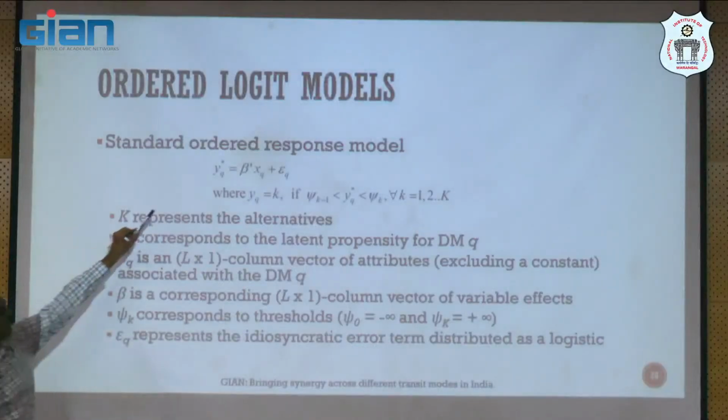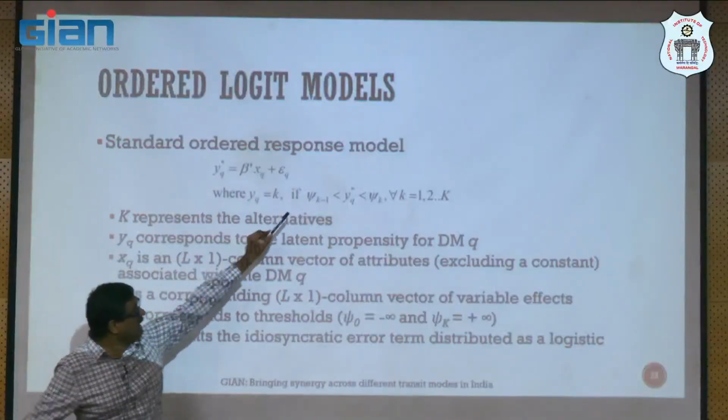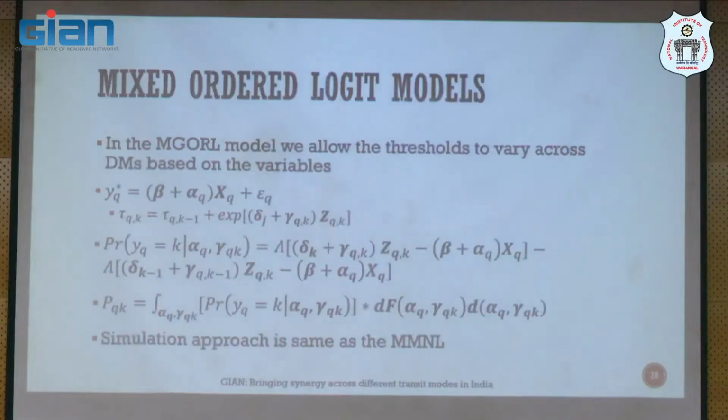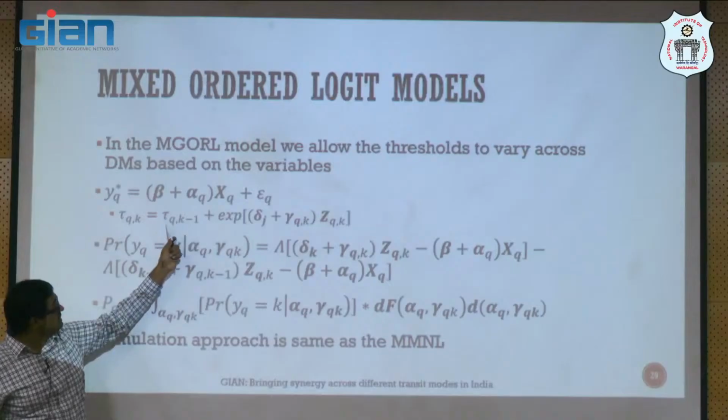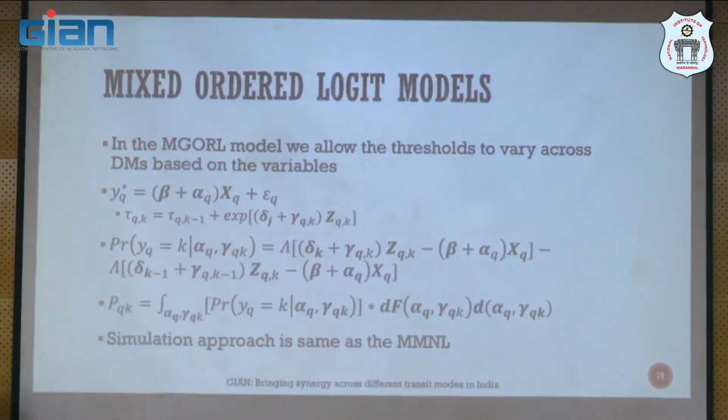This would be how the standard model would look. We talked about this. It's just beta x plus epsilon. Here I'm not using alpha, so I have an extra threshold instead of that. In these, the thresholds are constants across the population. But when we go to mixed generalized ordered logit models, I am parameterizing the threshold also. The threshold is written as the previous threshold plus the exponential of it. So let me explain this.